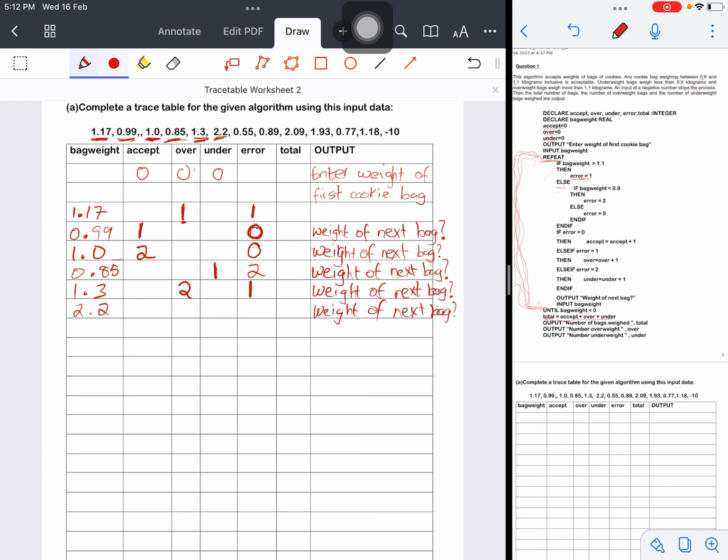Is that value greater than 1.1? Yes, 2.2 is bigger than 1.1. So we put a 1 there. Error is equal to 1. So we put a 1 under error.